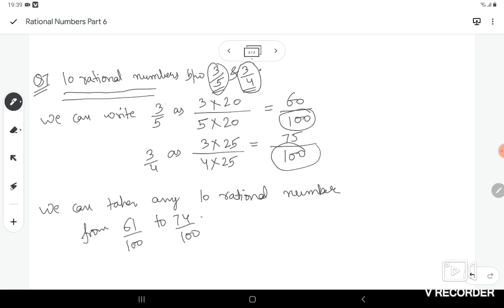So we are going to convert 3 by 5 such that the base, that is the denominator, becomes equal to 100. So 5 multiplied by 20 equal to 100, and 3 multiplied by 20 comes out to be equal to 60 by 100. Similarly, in case of 3 by 4, 4 multiplied by 25 comes out to be equal to 100, and 3 multiplied by 25 comes out to be equal to 75 by 100. So we can take any 10 rational numbers between 61 by 100 and 74 by 100.